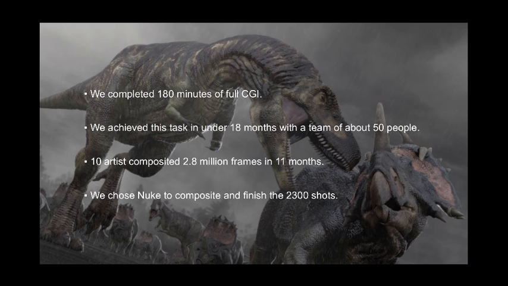We completed 180 minutes of full CGI, pretty much a feature film, 3 hours including the motion graphics. We achieved this task in under 18 months, and we did this with about 50 artists. So an incredible amount of work to get through. On the comp side, we used Nuke, and Nuke became a big part of our pipeline. We had 10 artists working for 11 months, and they delivered 2,300 shots, which was a huge amount of work. I'd just like to play a glimpse of what we've been up to.